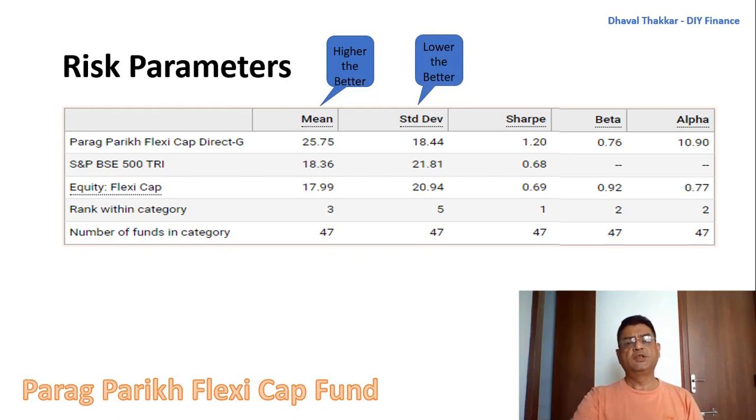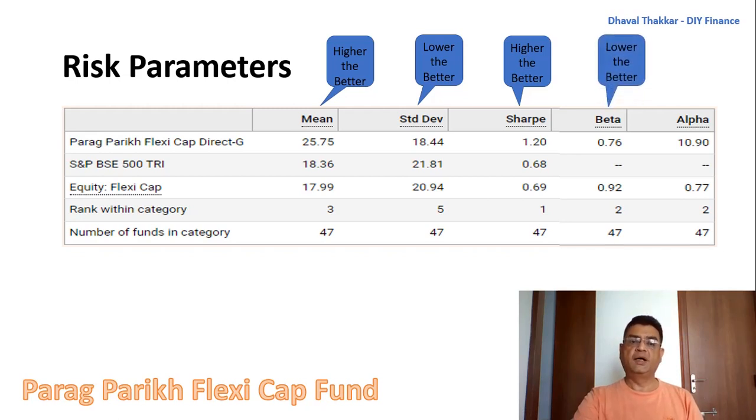The third one, Sharpe ratio, that is a tool to measure the risk adjusted return, is 1.20, which is more than both the benchmark index and the category average. Here, the higher the value, the better. Fourth is beta, that is the volatility of the scheme compared to the benchmark, which is 0.76, which is less than both the benchmark and the category average. Here, the lower the value, the better.